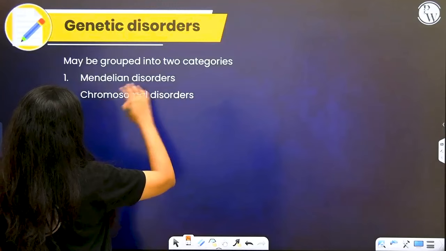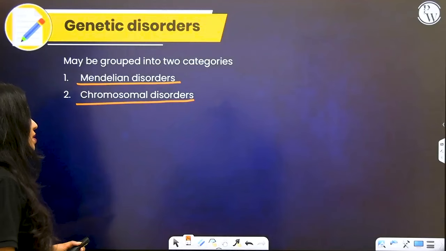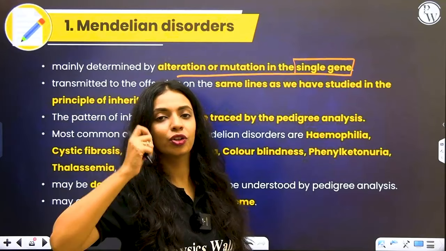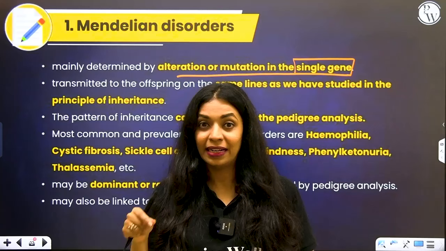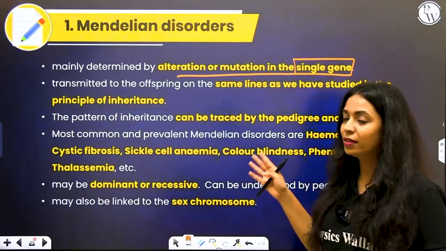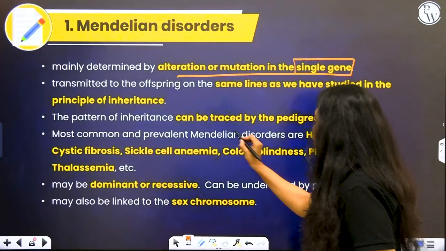There are two different types, categories of genetic disorders. One is called Mendelian disorders and the other one is called chromosomal disorders. Let's first understand what Mendelian disorders are. Whenever there is a mutation in a single gene, a gene controlling a particular character, a particular trait, and that causes a disease, it's called a Mendelian disorder. How this gets inherited from one generation to another follows the same rules of Mendelian inheritance. So that's why we call it Mendelian disorders. How can we get to know what kind of pattern it's following? We can get to know it by the pedigree analysis.